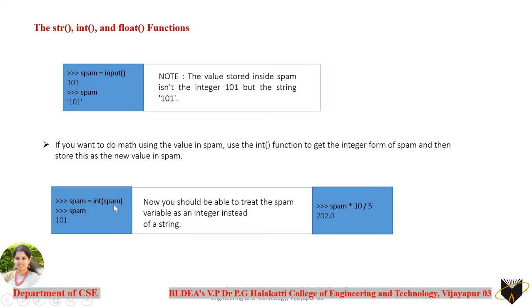So you can see spam is equal to int of spam, and here spam into 10 divided by 5. Once you do the conversion, in this function with the variable itself, you have done the type conversion. That means after the type conversion, you are going to store that value into the variable. That means the already stored value will be rewritten to the converted value, that is back into the string.